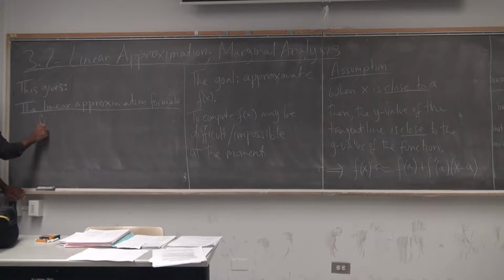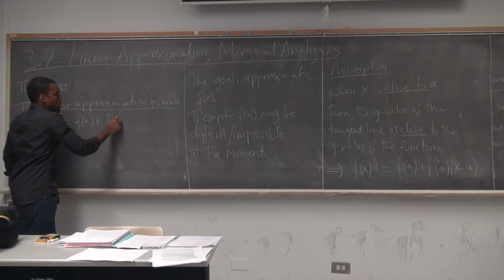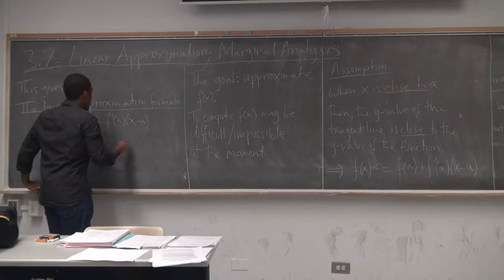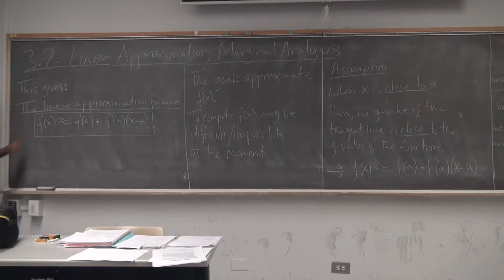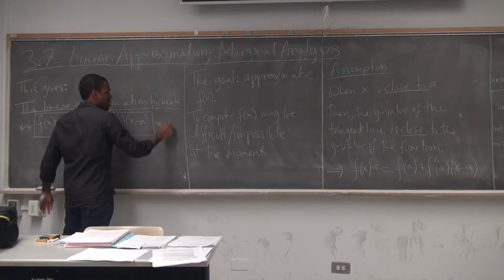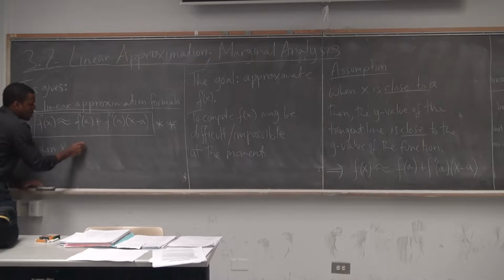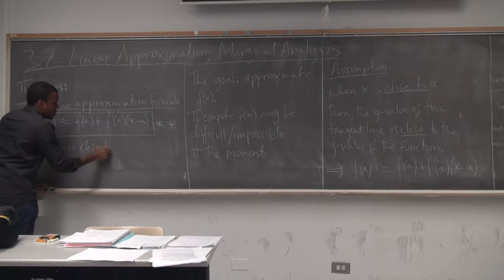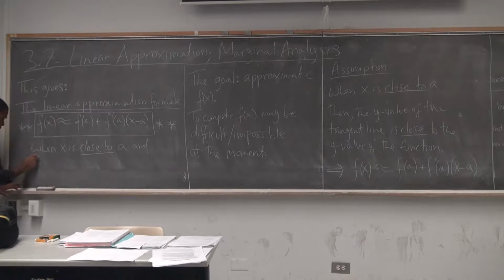Basically says f of x is nearly equal to f of a plus f prime of a times x minus a. That's called the linear approximation formula. So that's a formula that we just know now. That needs to be memorized. When x is close to a and f is differentiable.